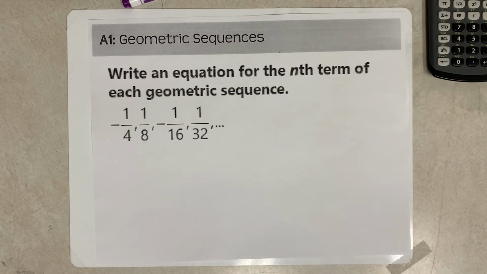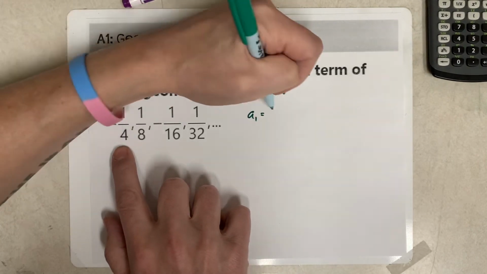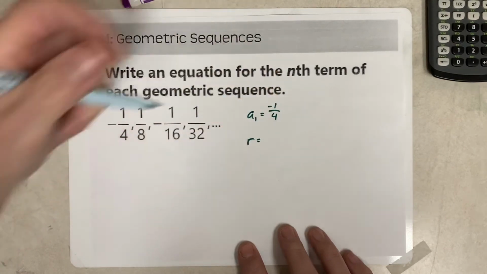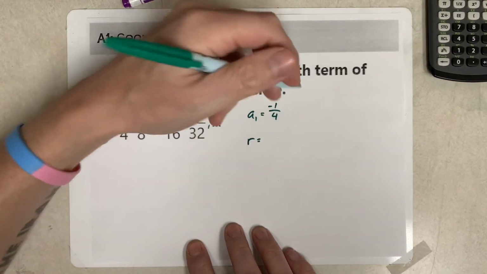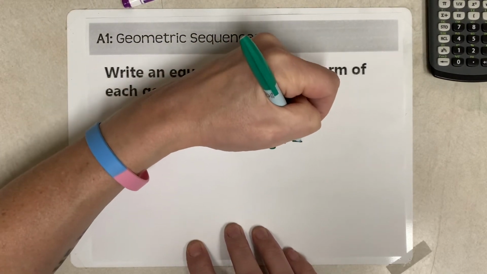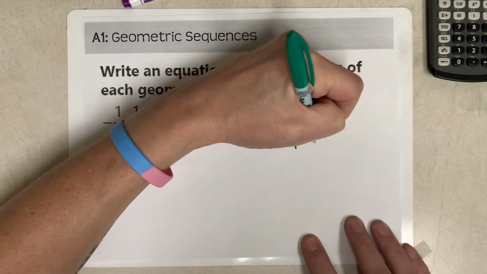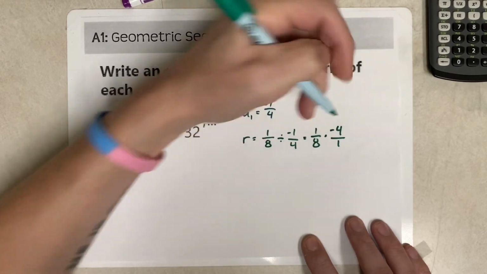Okay, this one, we have an a sub 1, a first term of -1/4. And now we've got to find an r value. Let's do 1/8 divided by -1/4. So 1/8 divided by -1/4. So we keep, change, flip.